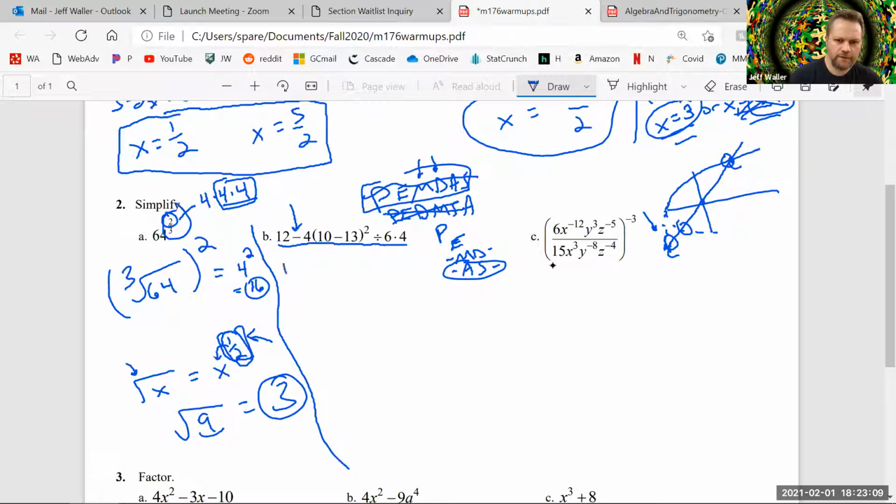So then what's the very first thing I do? Parentheses. Exponents. Parentheses, right? So what's 10 minus 13? Negative 3. And then what's the next thing I do? Exponent. Yes, good. One big mistake is do not make this 24.